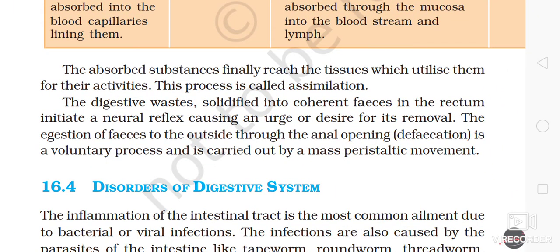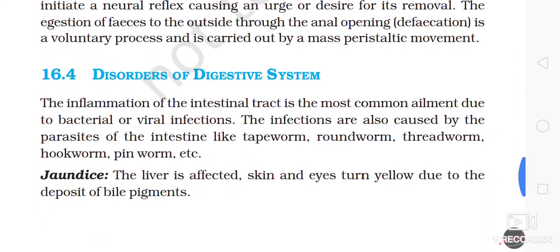The absorbed substances finally reach the tissues which utilize them for their activities. This process is called assimilation. The digested waste solidifies into coherent feces in the rectum, initiating a neural reflex causing an urge or desire for its removal. The ejection of feces to the outside through the anal opening, defecation, is a voluntary process and is carried out by a mass peristaltic movement.